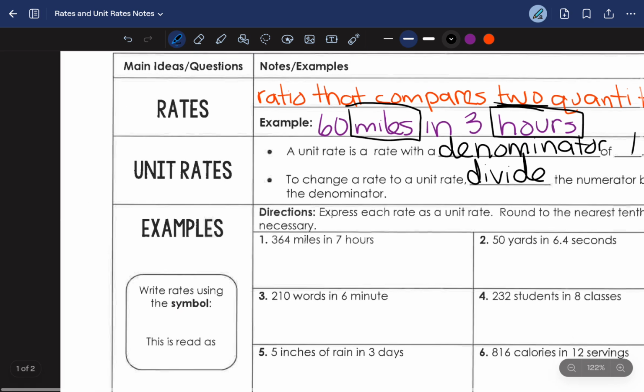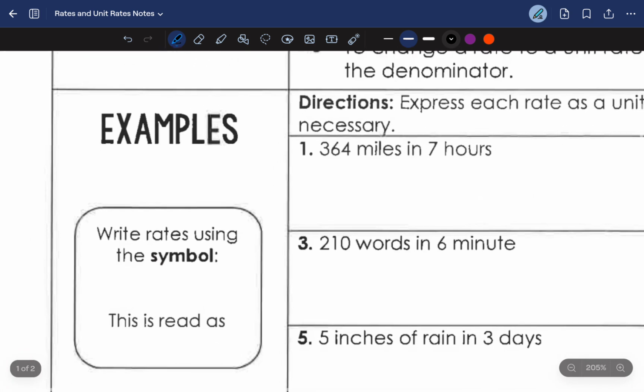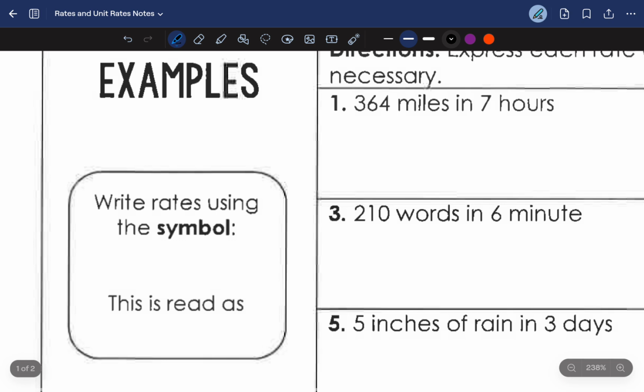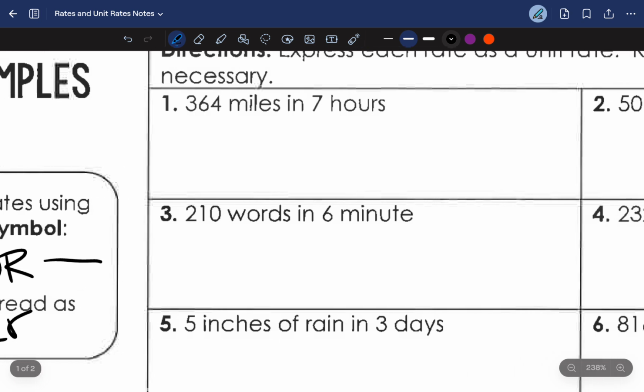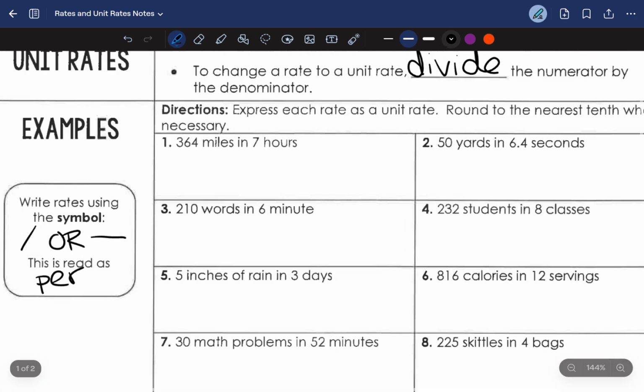So before we do these examples, I want you to look at this section right here where it says write rates using the symbol, and you might see it like a slash, or I like to put it literally as a fraction. And looking at either the slash or the fraction bar, you're going to read it as the word per. All right? So just keep that in mind when we're setting these up.